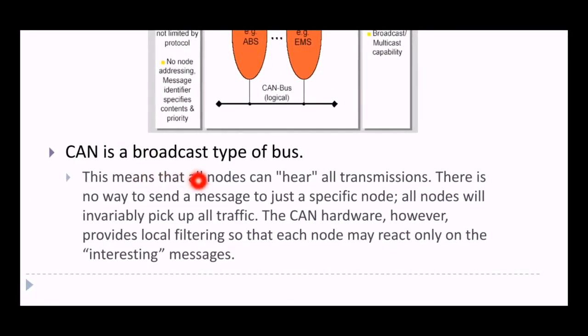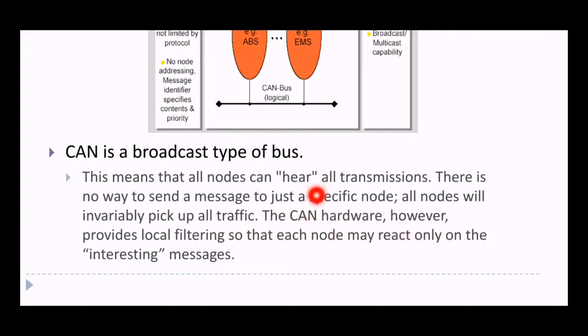So this question may arise: how can you tell CAN is a broadcast type of bus? This means that all nodes can hear all transmissions. There is no way to send a message to just a specific node. All nodes will invariably pick up all traffic. The CAN hardware, however, provides local filtering such that each node may react only on the messages of interest.